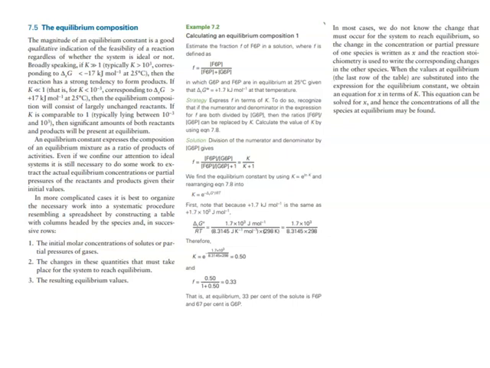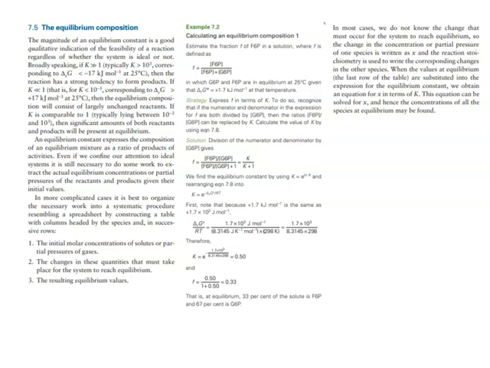If K is much, much lower than 1, about 0.001 or 1/1000th, and delta G is the corresponding positive 17 kilojoules per mole at 25 degrees Celsius, then the equilibrium composition will consist of largely unchanged reactants. If K is comparable to 1, typically lying between 10 to the negative 3 and 10 to the 3rd, then significant amounts of both reactants and products will be present at equilibrium.